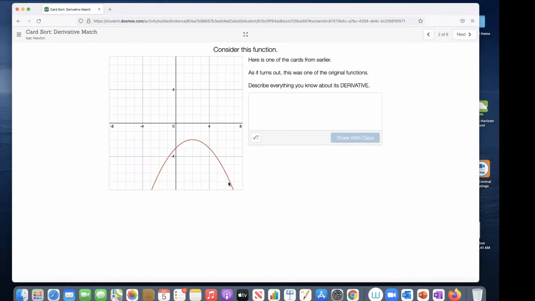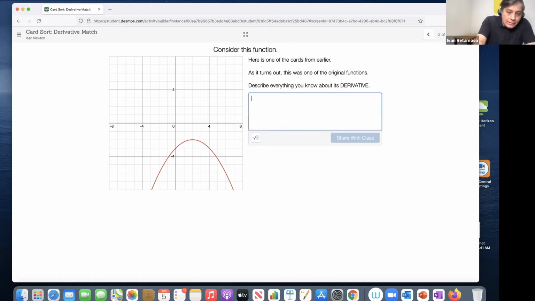You said the vertex is at -2. Actually 2, positive, yes. So what happened at 2 derivative-wise? What's the derivative at 2? I agree, Sarah. At 2, something special happens. At x equal 2, if you go to the function and you take the derivative there, 0. Excellent, Sarah, very good. At x equal 2, the derivative is 0. That's something that you can say.